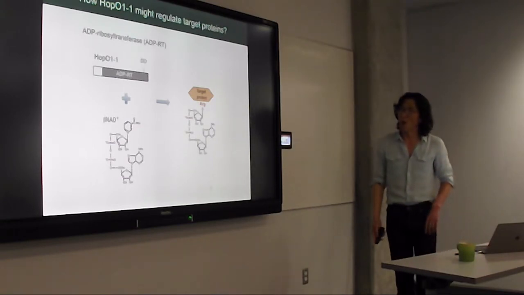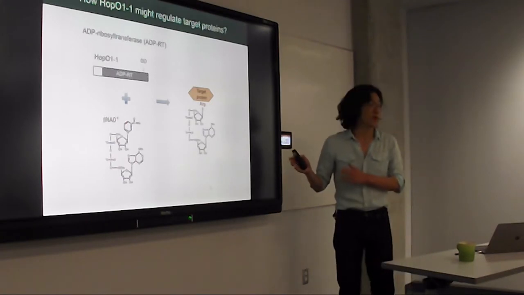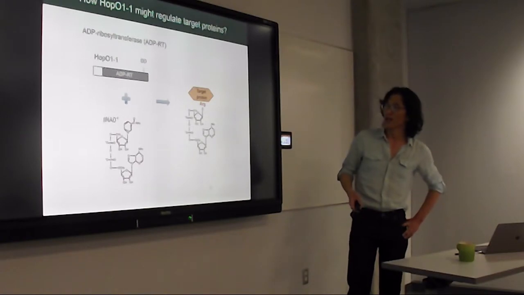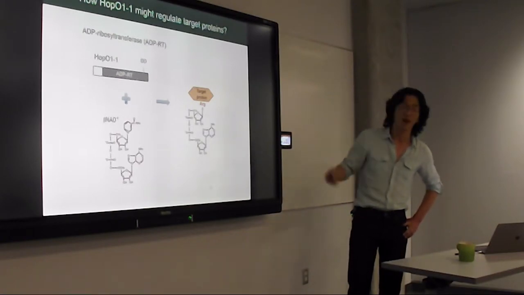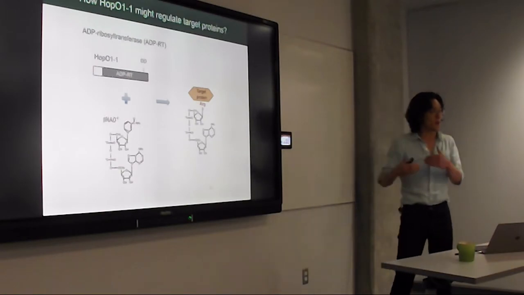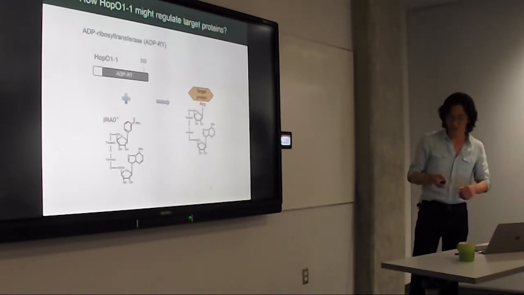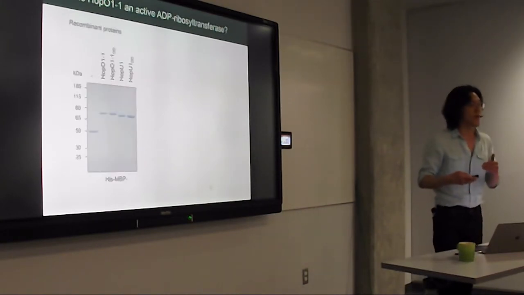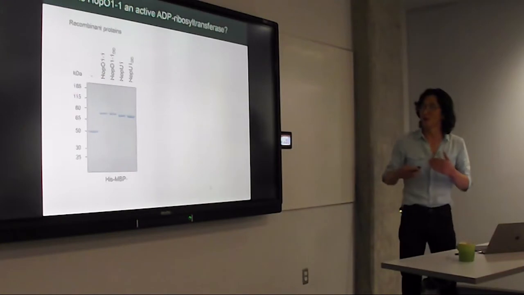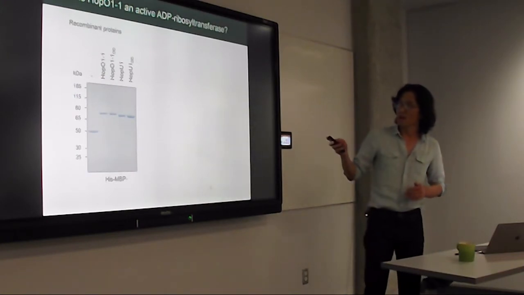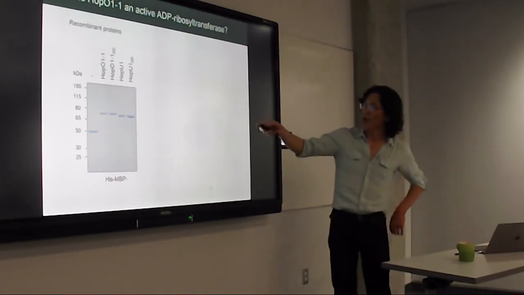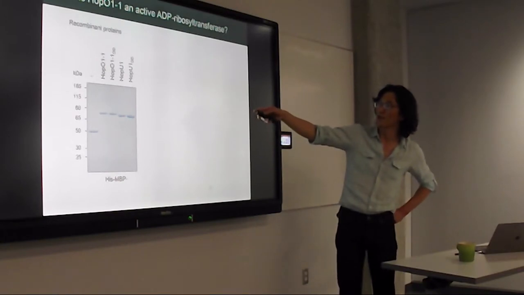HAP01-1 also has a conserved catalytic domain compared to other active enzymes. So by introducing a mutation there, if the enzyme is active, then theoretically you could abolish the enzymatic activity of this protein. To test whether HAP01-1 is an active ribosyltransferase, I expressed these different HAP01 and different effector proteins in E. coli and purified them. As I mentioned earlier, I have HAP01-1 wild type and the catalytic mutant HAP01-1 DD here.